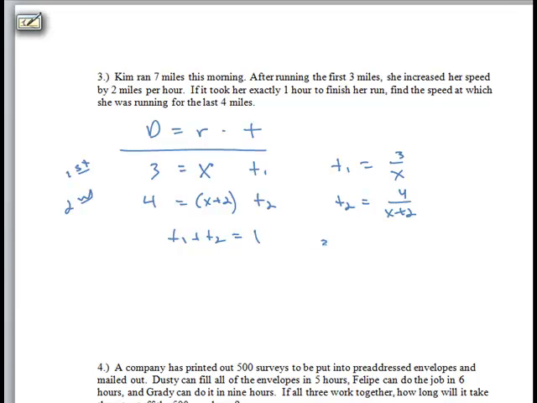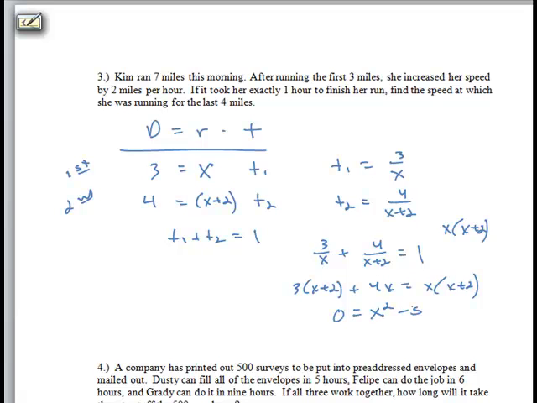Add these 2 times together. 3 over x plus 4 over x plus 2 will equal the total amount of time she was running, 1 hour. Solve this equation. Obviously the LCD, x times x plus 2, multiply through, 3 times x plus 2 plus 4x is equal to x times x plus 2. When you solve this equation, simplify, it works out to be a quadratic, x squared minus 5x minus 6, which factors into x minus 6, x plus 1, which gives us 2 solutions, 6 and negative 1.